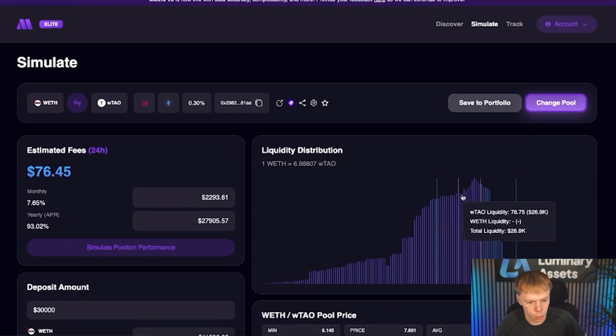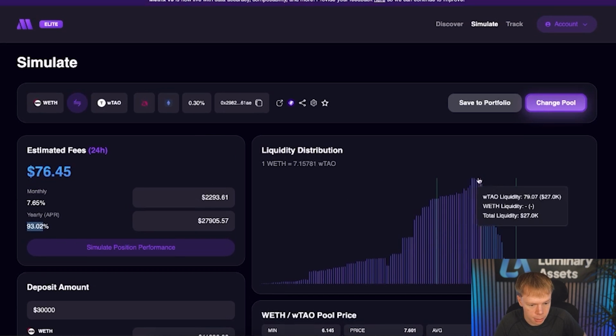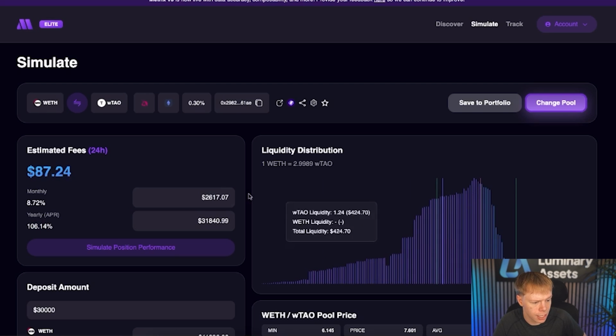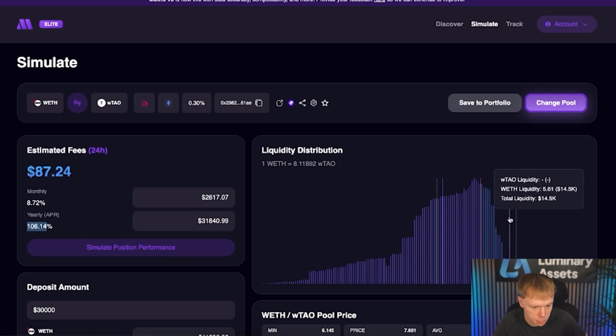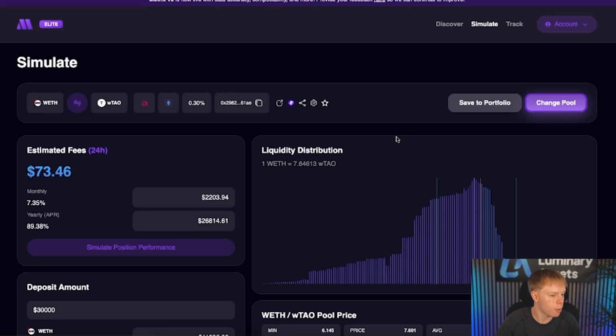And then over here with liquidity distribution, we can simulate across different prices. So right now it's showing we're getting a 93% APR as of current liquidity and current price. If we go over here where there's a little bit less, we'll get a little bit higher return, 106%. If we go where there's a little bit more, we'll get 89%. So I know those ranges before deploying.